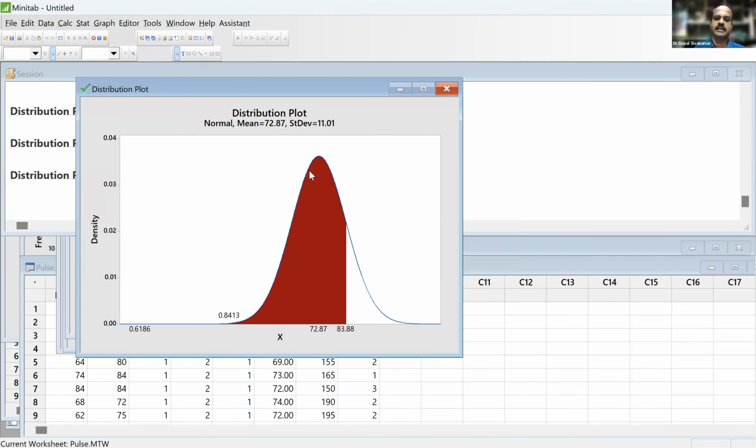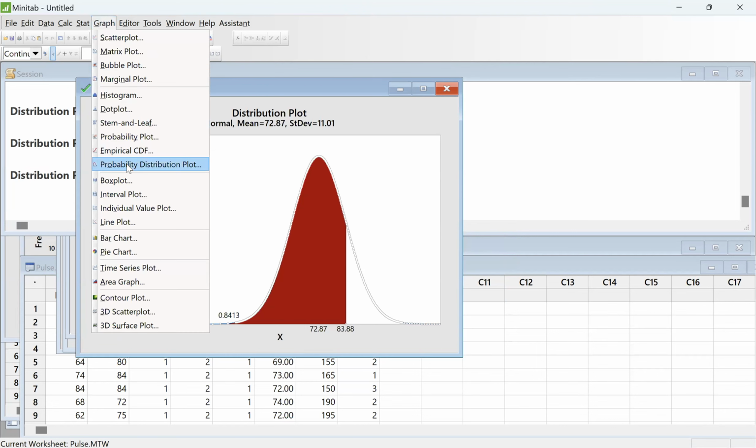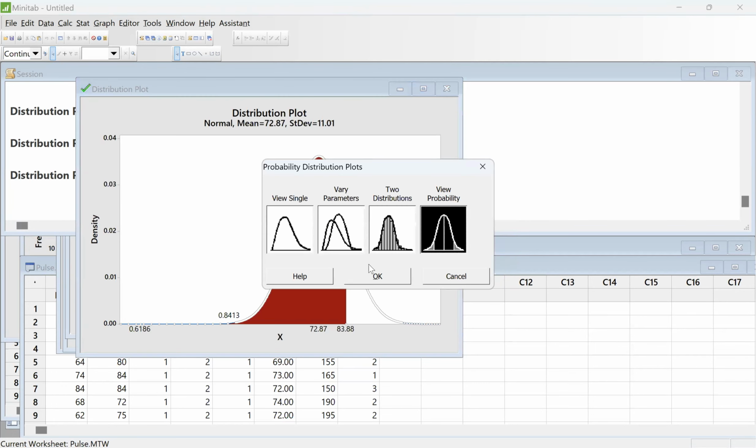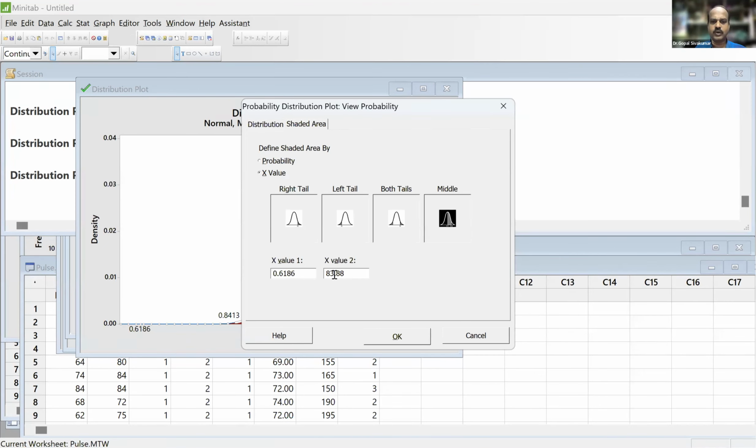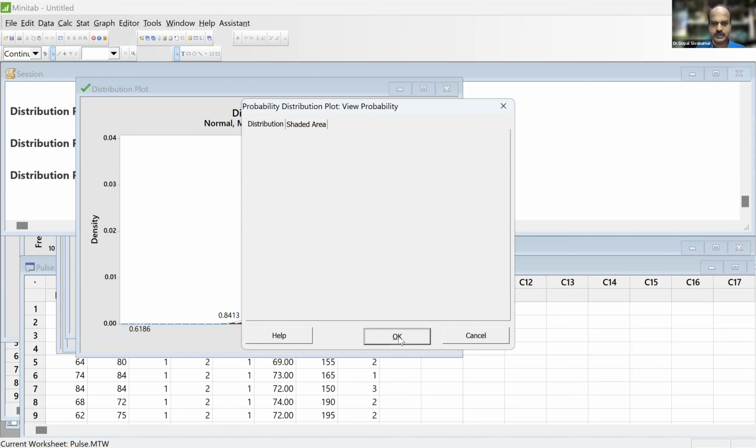Sir, have you done the calculation correctly? I think 83 was given as 0.83, it should have been a percentage. Wait, what have I typed there? 0.6186. Oh, this is 0.83. Correct, okay, my mistake. 0.8388. Very good. 0.83 this side and 0.61 this side. Now it should come perfectly symmetrical.